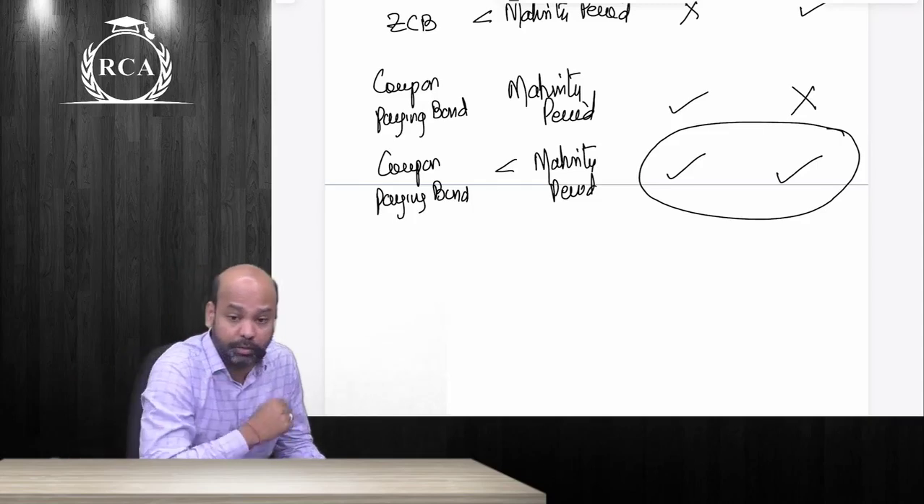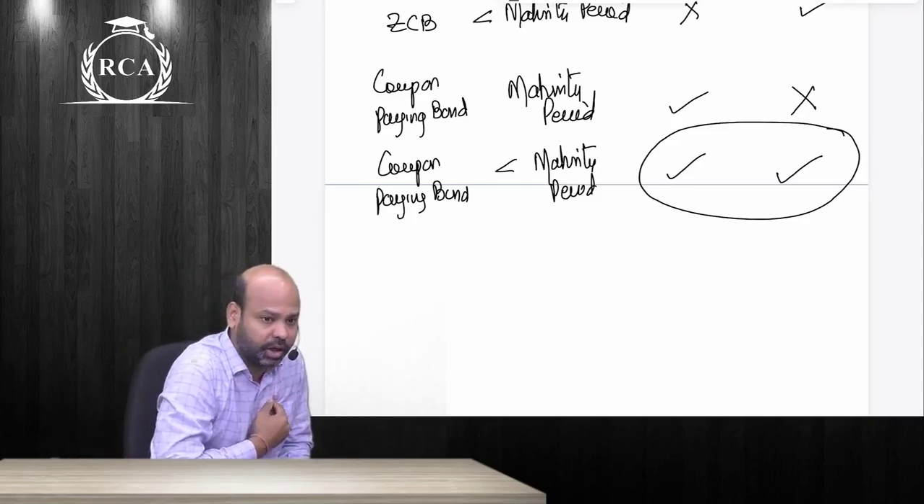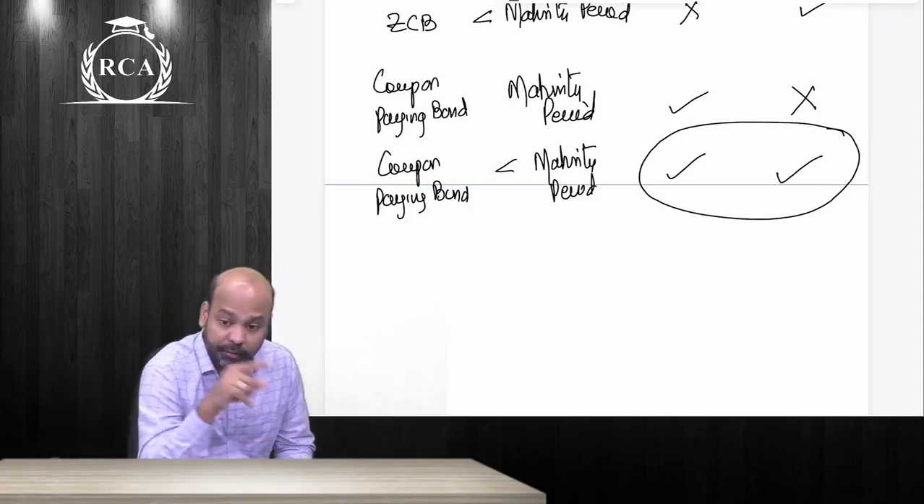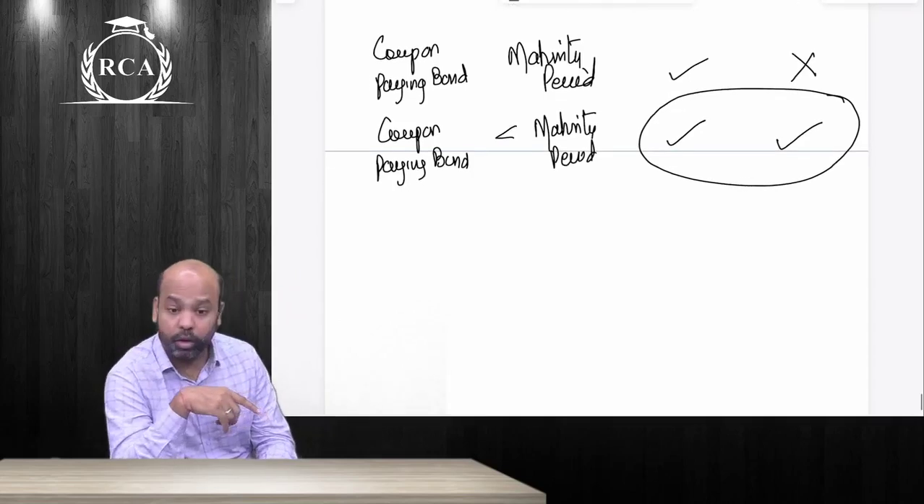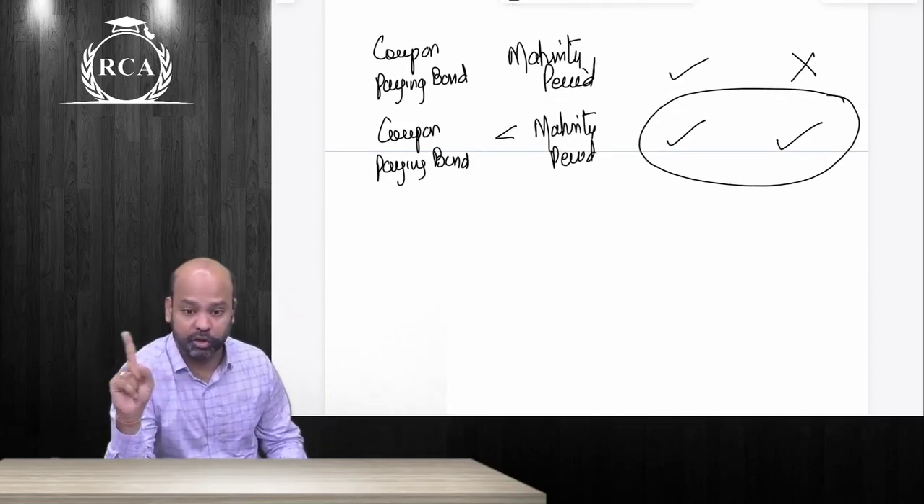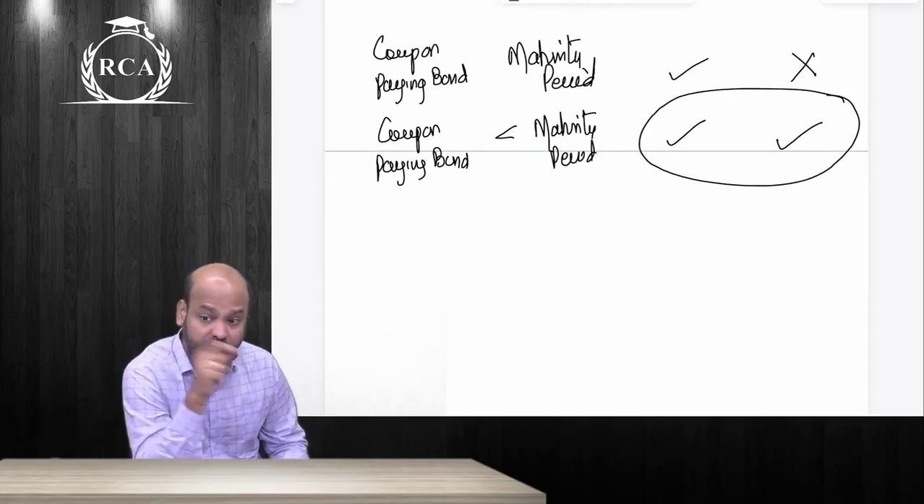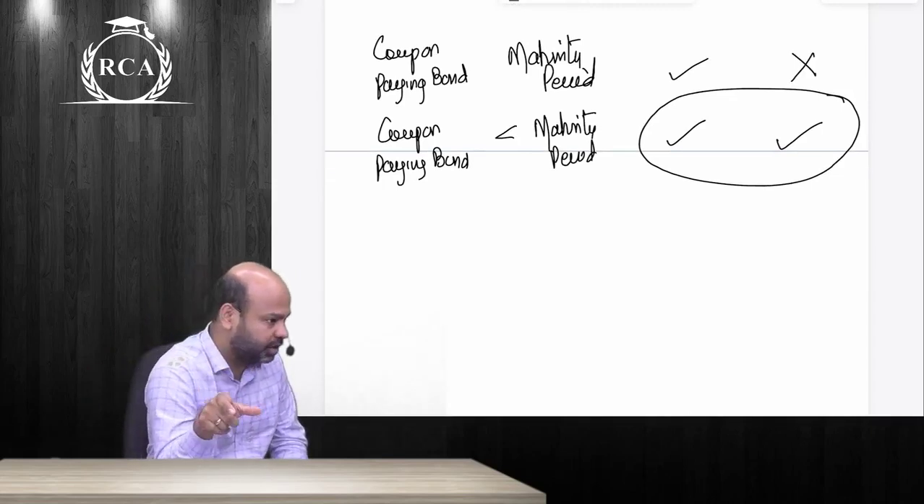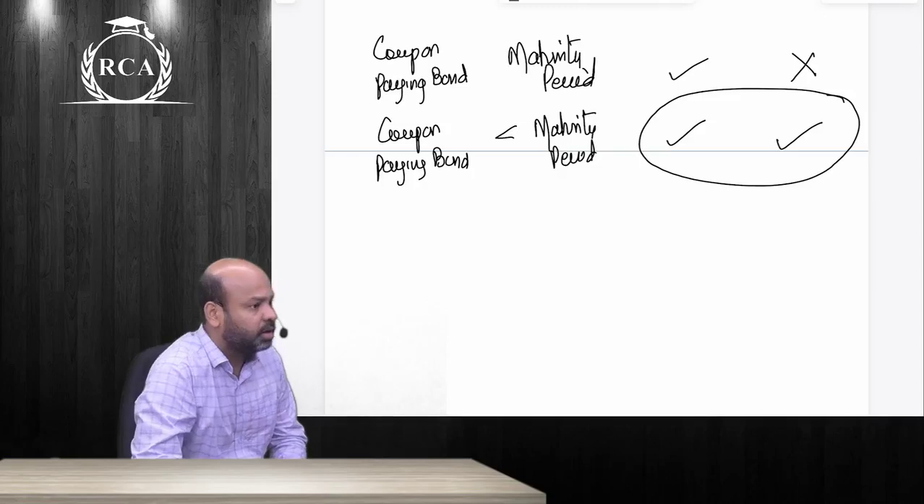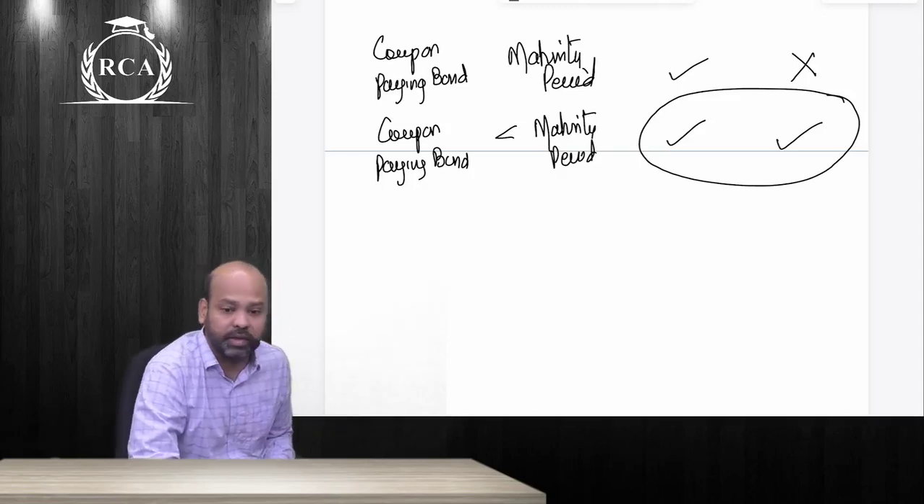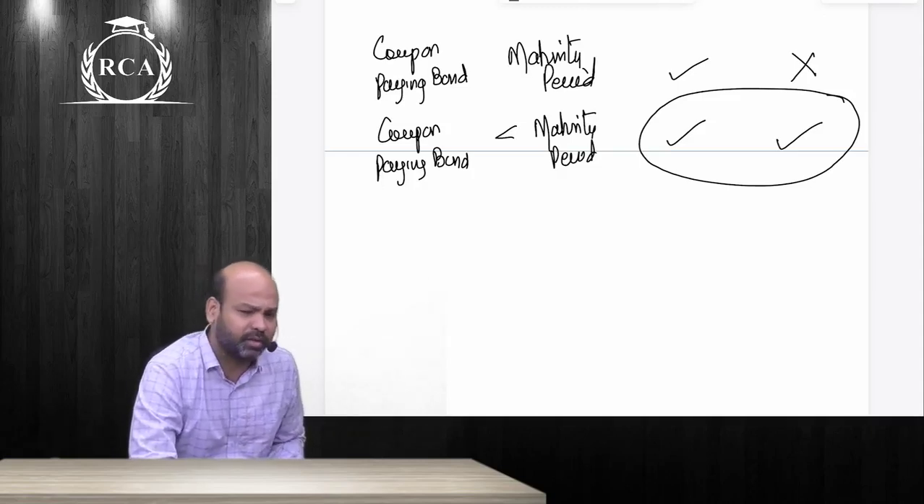But if you are not able to find a bond which is exactly maturing in a span of 5 years, we will have to find a coupon paying bond whose duration is 5 years, not maturity period. If I invest in the bond for a period equal to its duration, I will be protected against price risk and reinvestment risk.